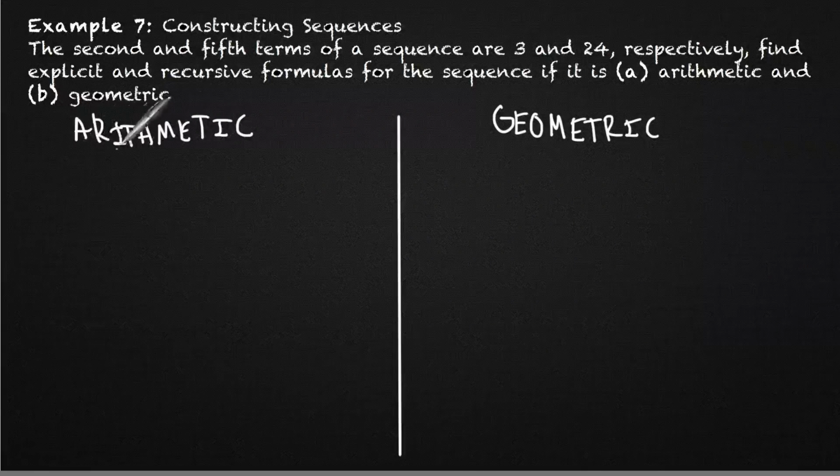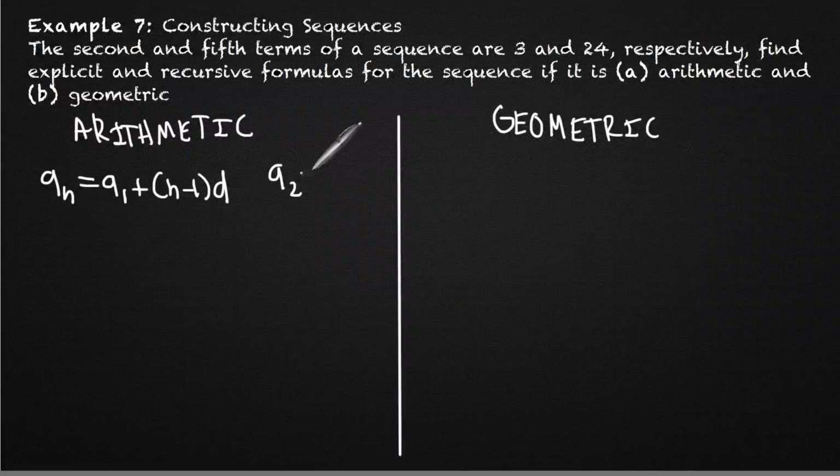All right, so let's assume that this is arithmetic. So if we remember from the last slide, the formula that we learned is a sub n is equal to a1 plus n minus 1 times d. So we know that the second term is 3. So we can write that down. a2 is 3. a5 is 24. So let's go ahead and plug that in. a2, let's just write it out. a2 is equal to a1 plus 2 minus 1 times d, because n is 2 in this particular situation. So 2 minus 1 is 1 times d. Oh, we already know a2. a2 is 3.